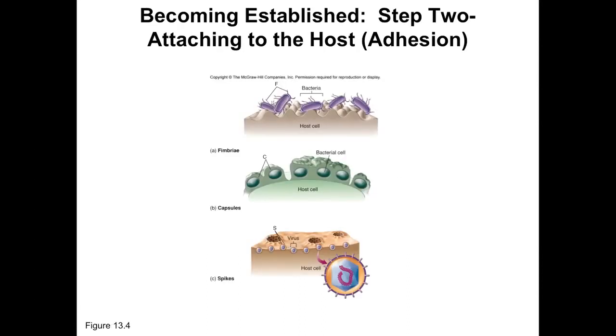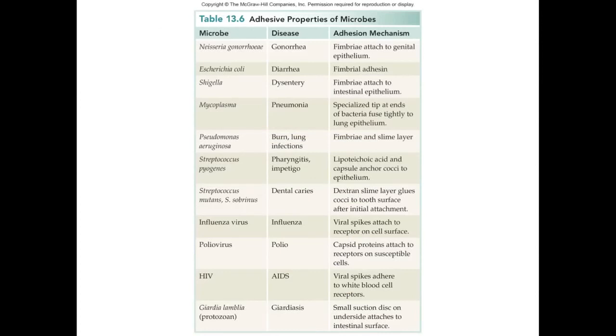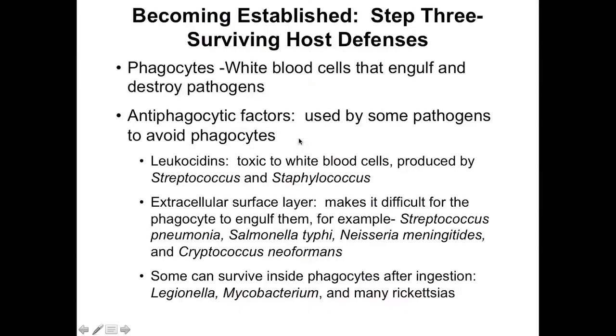That just makes sense. Once you find a portal of entry, you now have to set up shop. And to do that, you need to attach. To attach, we've talked about this before, you can use things like fimbriae, capsules, or spikes. This allows you to attach to the surfaces you want to be on, and you can just sit there and sop up food. Here's a quick list of some guys and how they attach. You can look at that at your leisure.